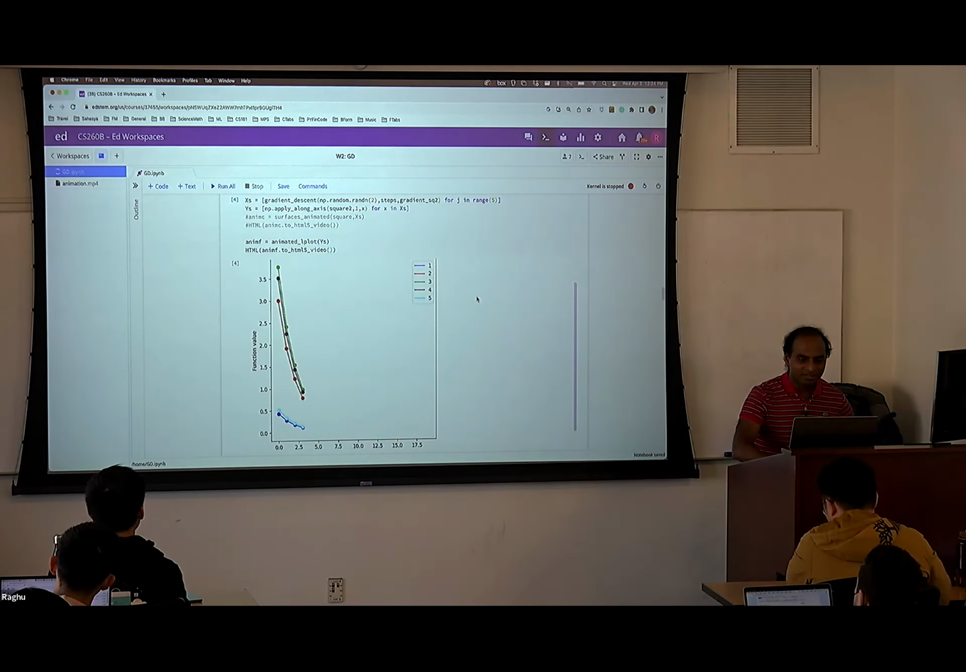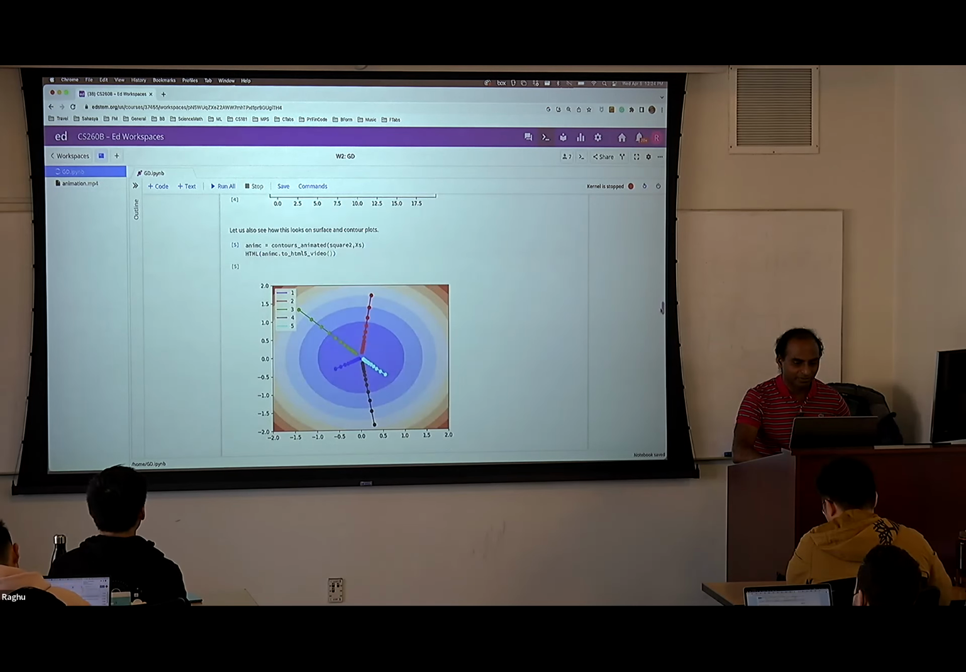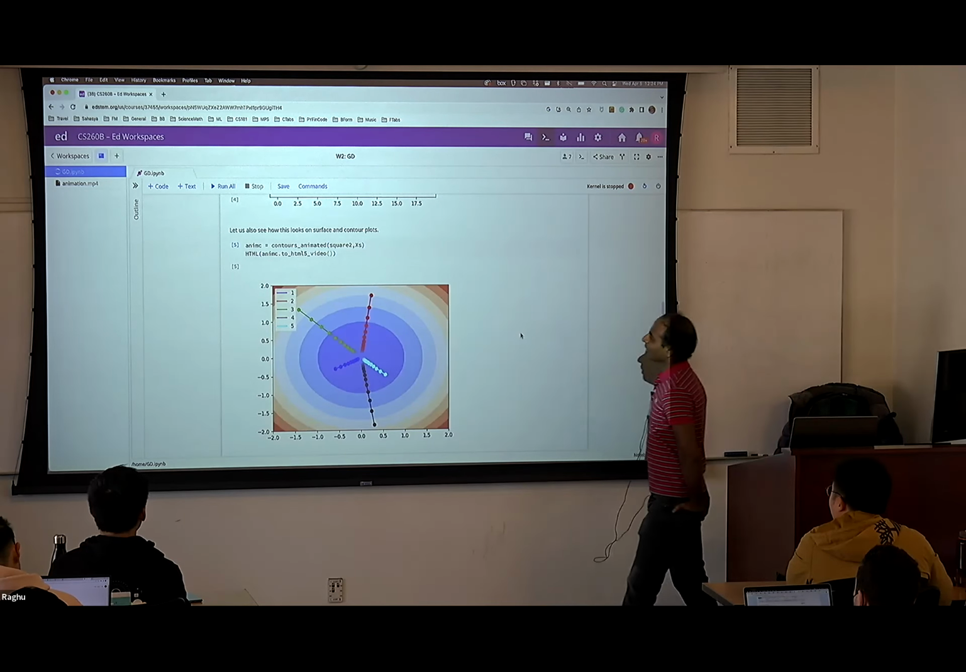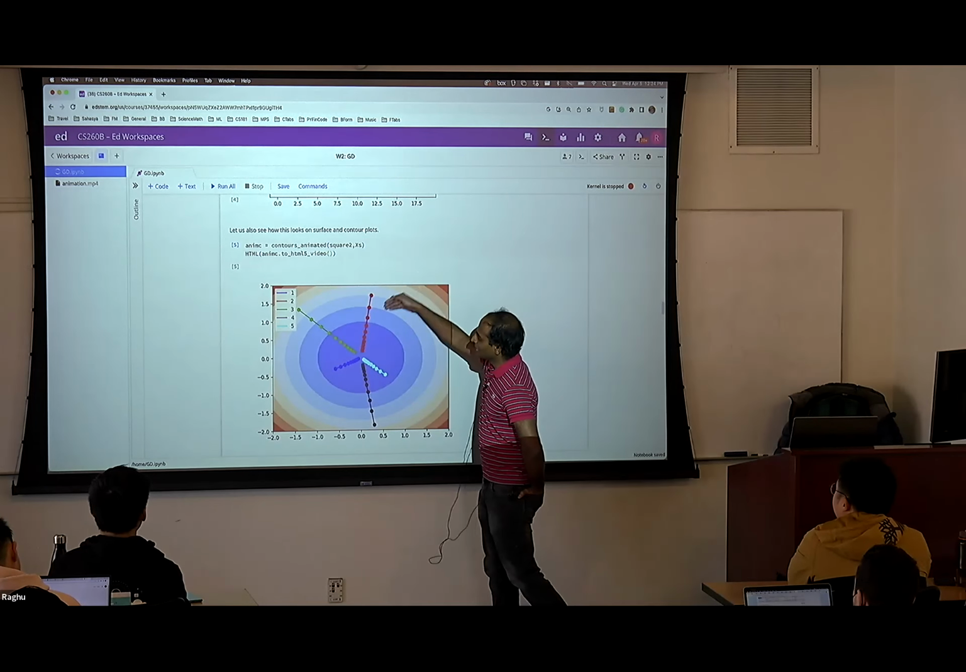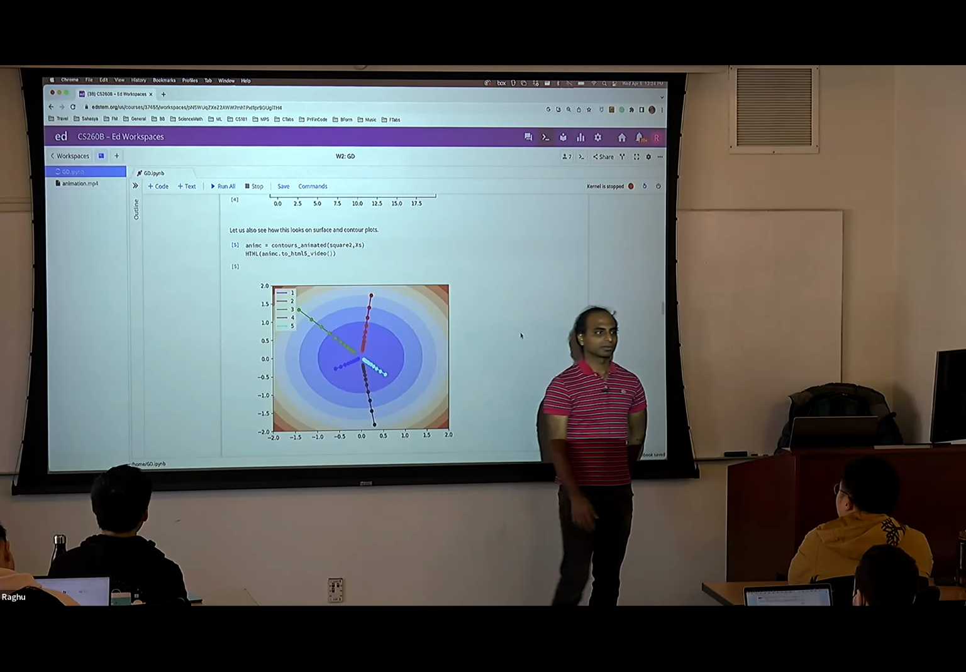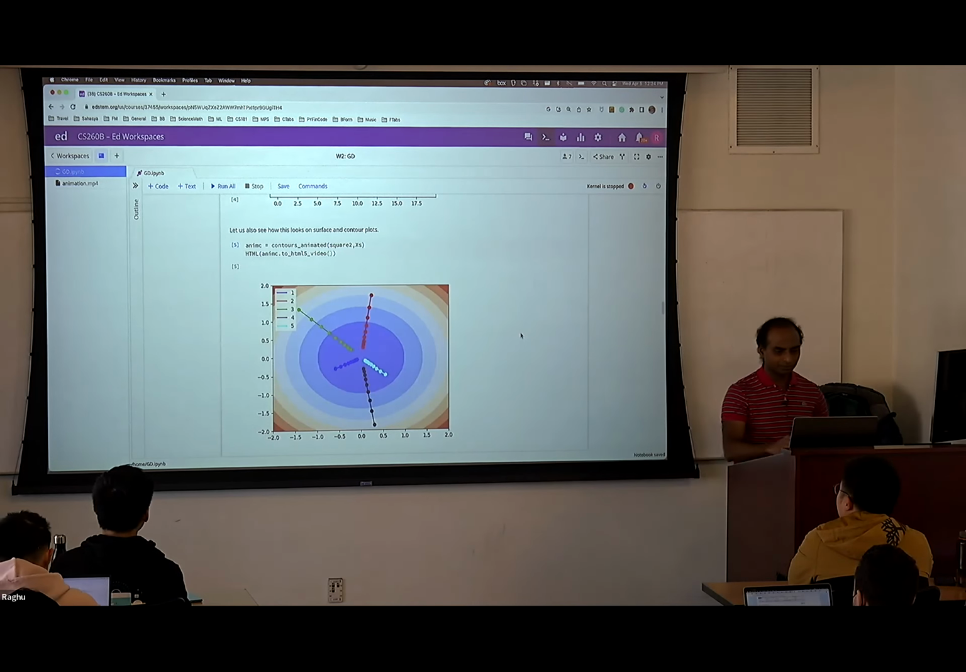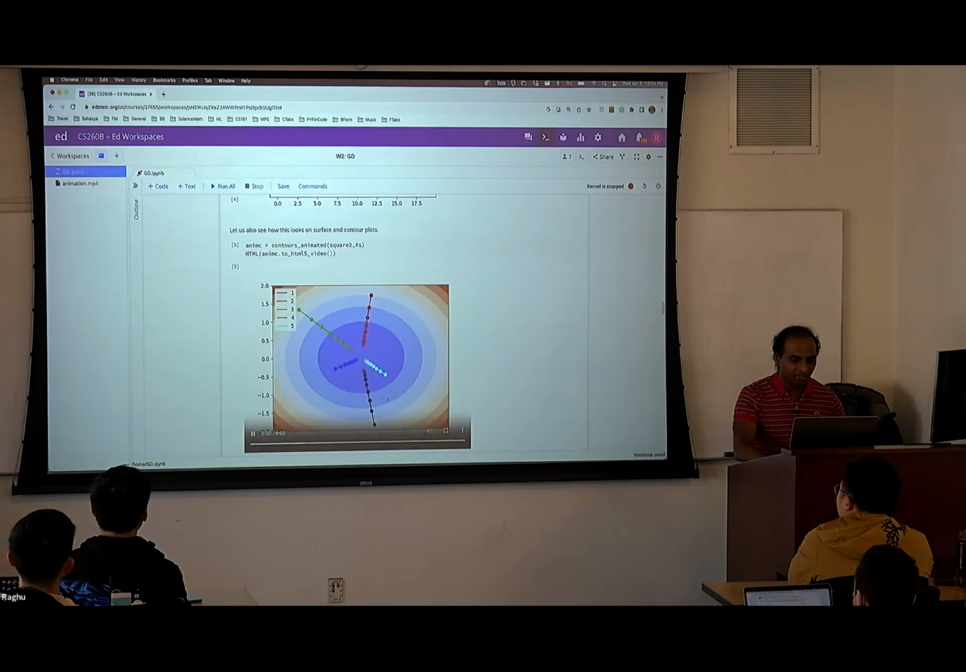Now, what happens if we try it on something a bit more complicated? You can see it here more clearly. This is on the contour plot. You start from various points and then you quickly move towards the center. So they're actually converging to the true optimum, which is 0, 0.